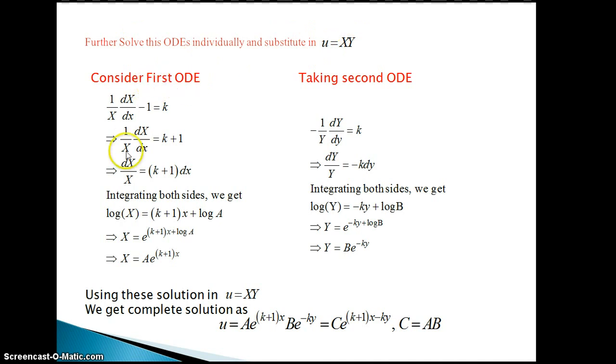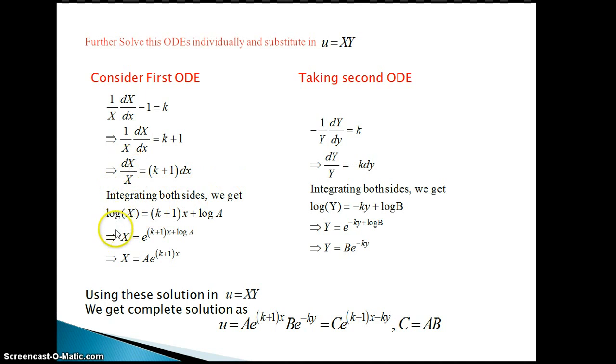So first let us consider the first ODE: (1/X) dX/dx minus 1 is equal to k. Again I'll use the separation of variables. That means I bring small x terms one side, capital X terms other side. So we can rearrange it as dX/X is equal to (k plus 1) dx. So this is just a first order differential equation. Integrating on both sides will get the required solution.